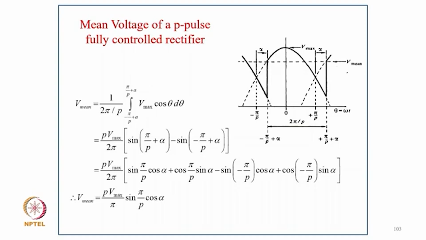Now coming to the mean voltage of a P pulse, for a generalized P pulse converter, as you can see in the waveform, we get V mean equal to 1 upon 2 pi upon P, integral from minus pi by P plus alpha to pi by P plus alpha of Vm cos theta d theta, that is P Vmax upon 2 pi bracket sin pi by P plus alpha minus sin minus pi by P plus alpha, and equal to P Vmax upon 2 pi in bracket sin pi by P cos alpha plus cos pi by P into sin alpha minus sin in bracket minus pi by P cos alpha plus cos minus pi by P into sin alpha, and that becomes V mean equal to P Vmax upon pi sin pi upon P into cos alpha, as you can see in the waveform how they are defined.